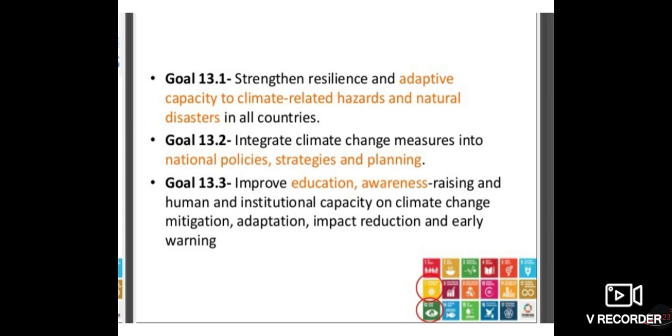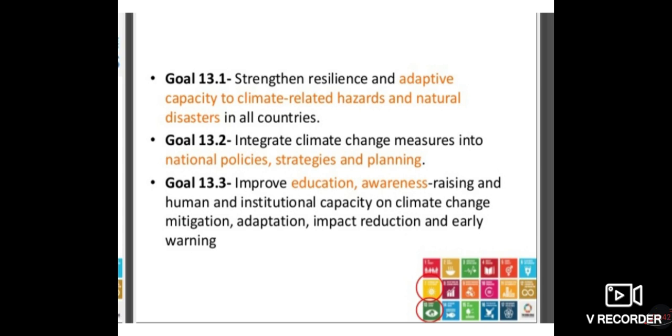And another one, integrate climate change measures into national policies, strategies and planning. Every nation needs to take at least one step forward, then only can we prevent these climate change issues. So that's why national policies, strategies and planning are very important.